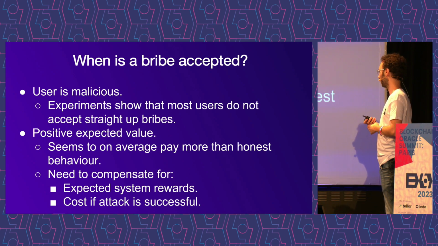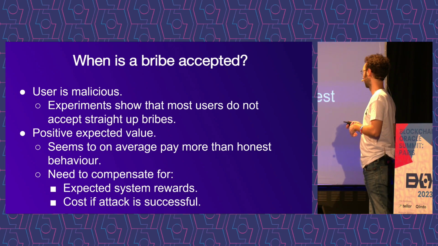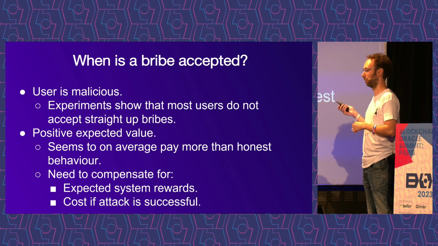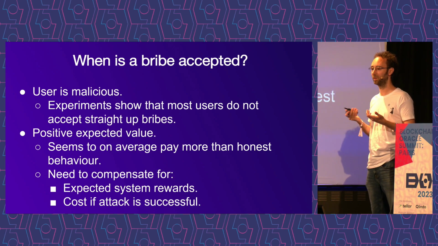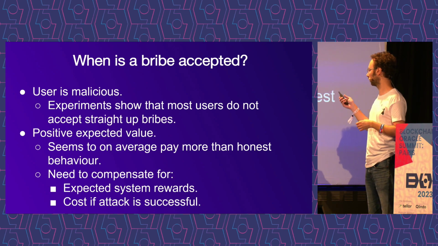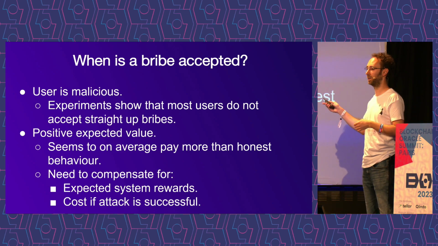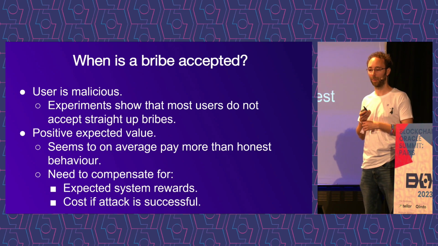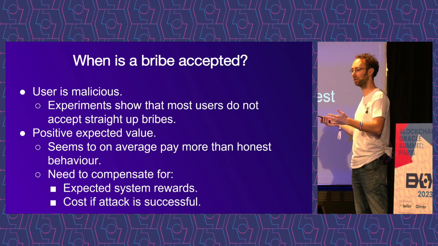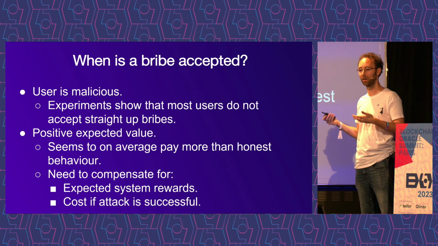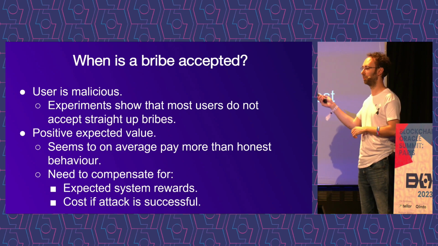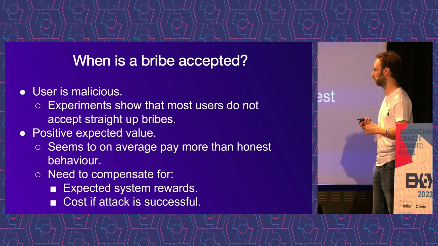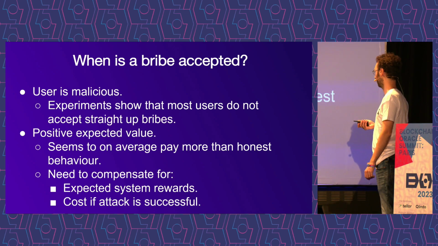If you want people to accept your bribe, you need to give them on average more than if they had an honest behavior. So for that, you need to compensate for what system rewards they expect to get if they behave honestly. You need to compensate also for the cost if the attack is successful. So this is particularly relevant in stuff like protocol tokens, where the cost of a successful attack is high for token holders, but this will be way lower in something like a risk-taking mechanism when there is no expectation of honesty at the protocol level.